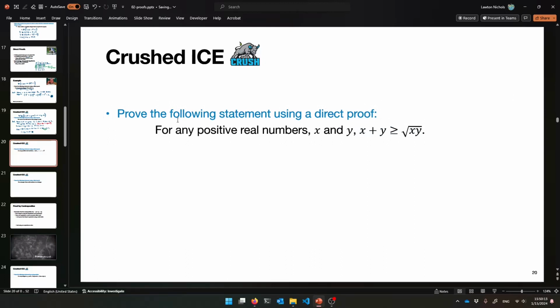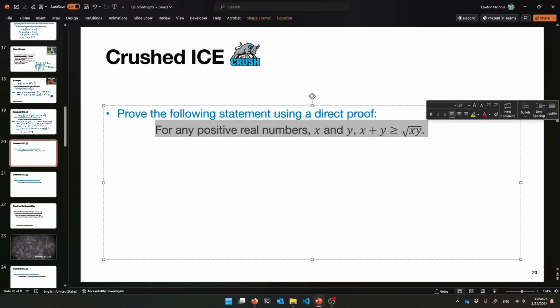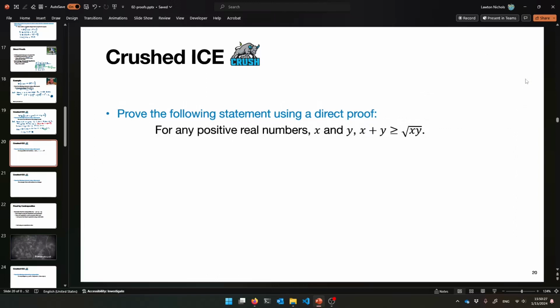All right, and then what's being quantified over? Got x and y. They're for all quantified over. All right, and then prove this about it. Do you see the direct proof? Where's the implication? You got to notice that as well. All right, so give that a try.